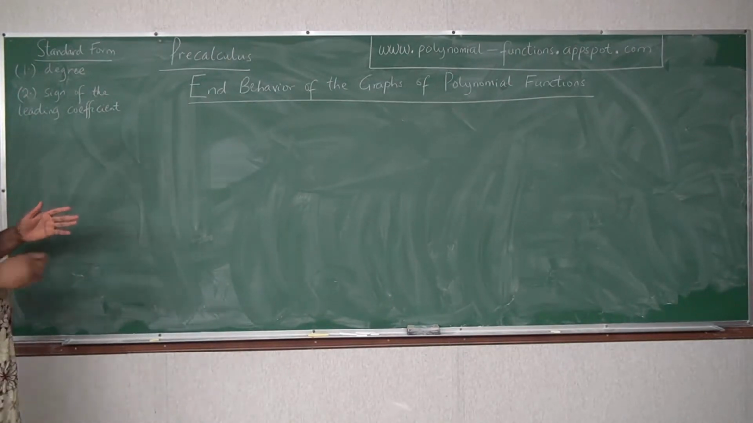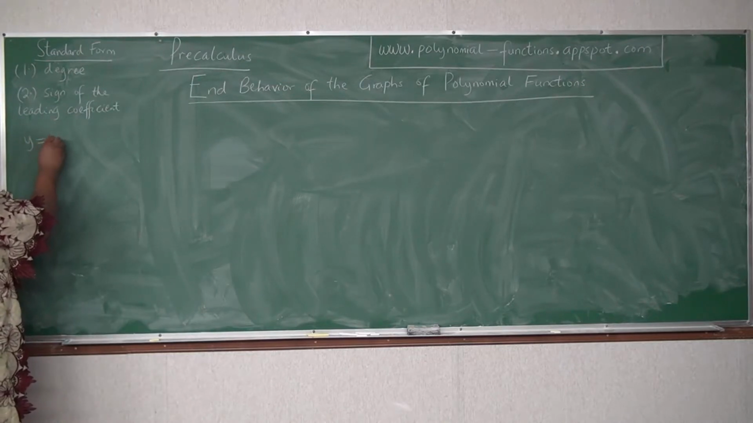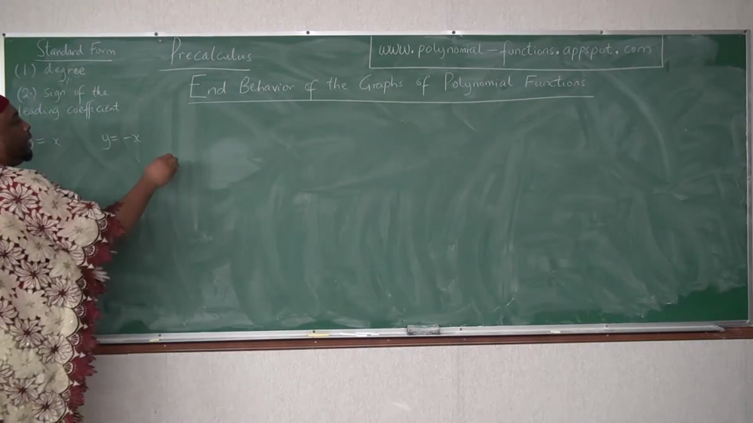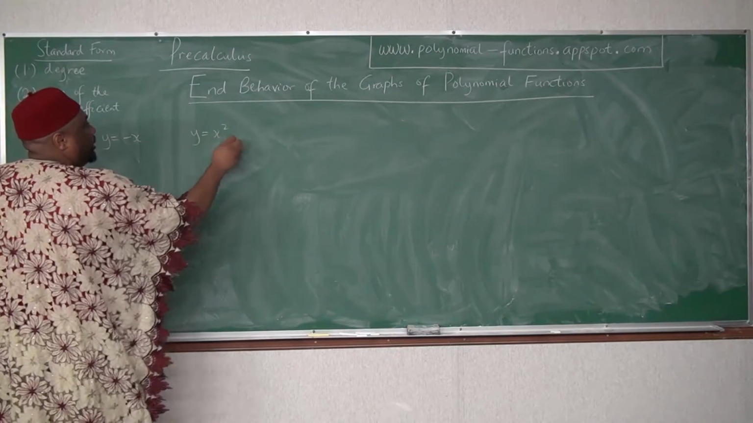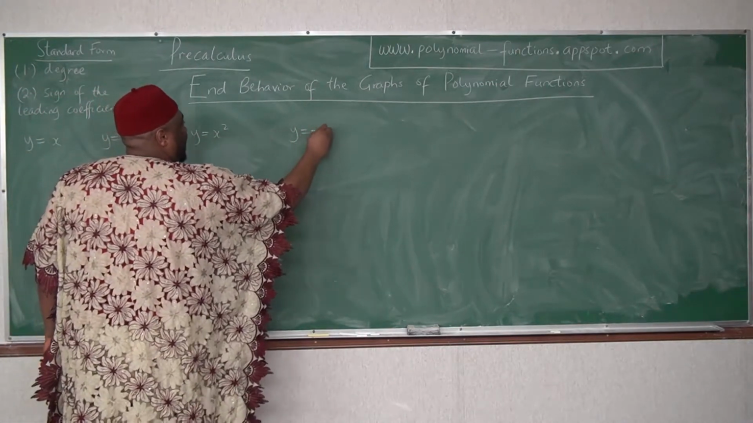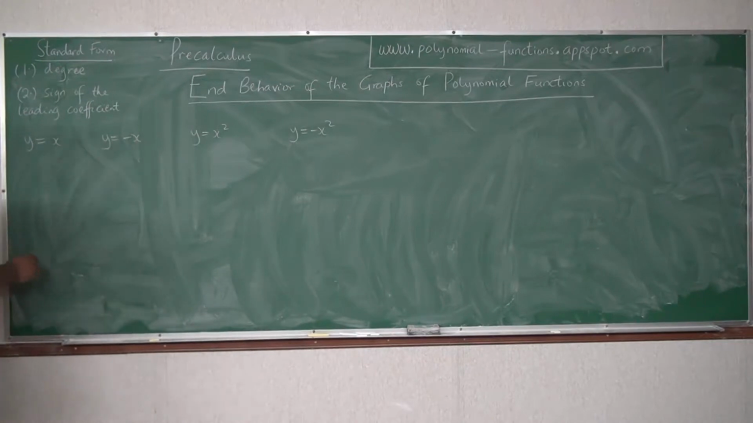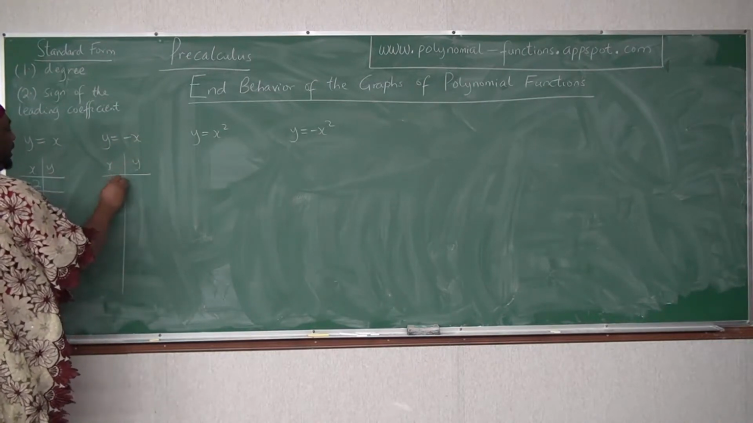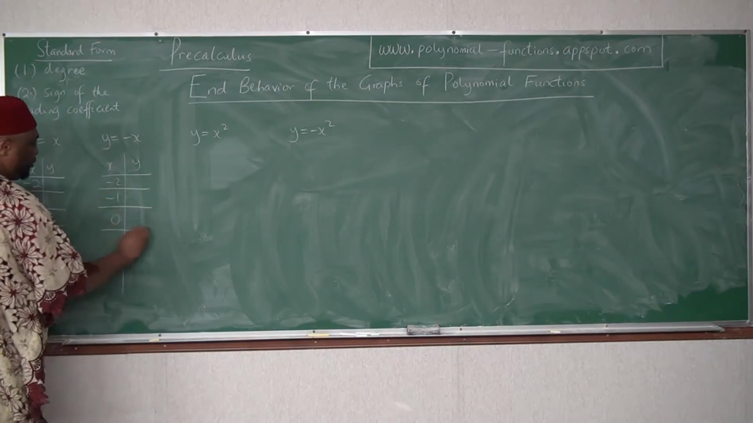Let's draw a table of values for y equal to x, for y equal to negative x, for y equal to x squared, and for y equal to negative x squared. So let us write a table of values. As usual, 5 values, 2 negative values: -2, -1, 0, 1, 2. Let's have this: x, y, -2, -1, 0, 1, 2.